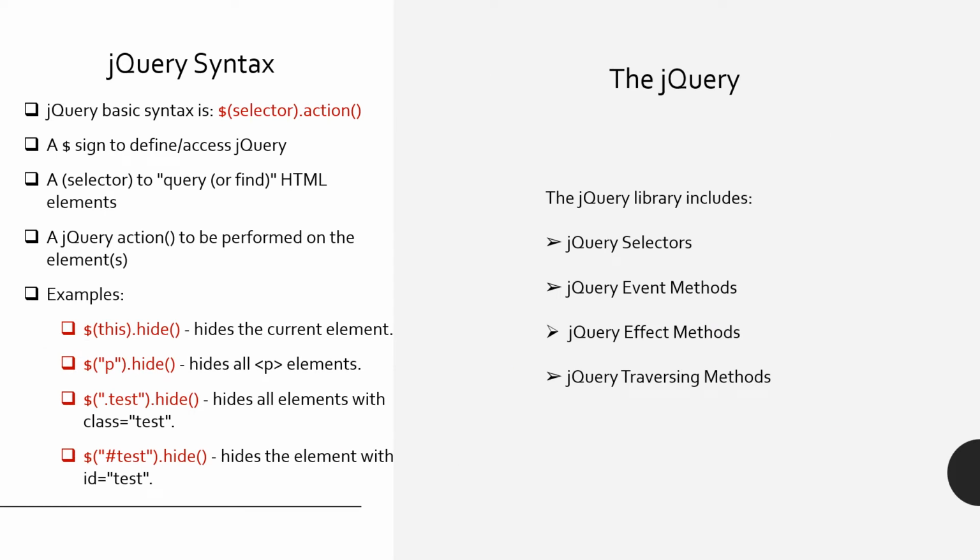Now we are going to discuss jQuery syntax. The basic syntax of jQuery is like this: dollar, within brackets selector, dot action of. This is the syntax of jQuery. The dollar sign is to define jQuery. Selector is to query or find HTML elements.